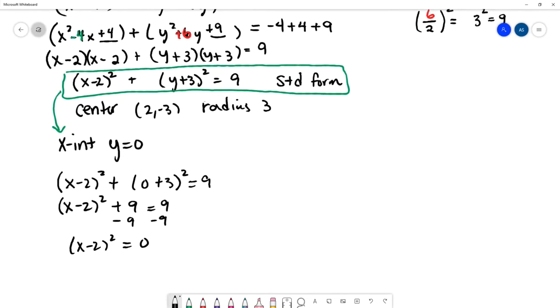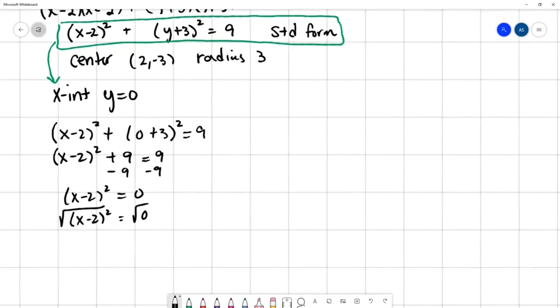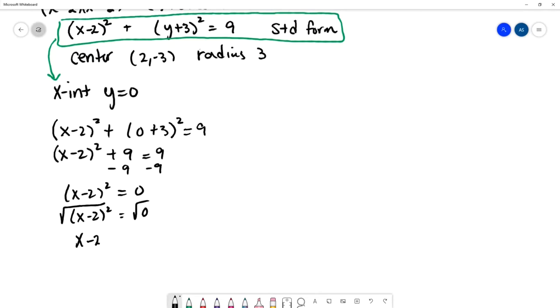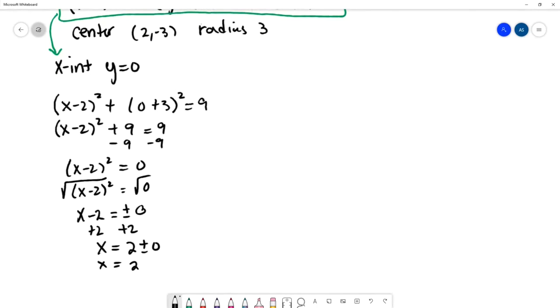I'm going to get rid of that square by square rooting. The square and the square root cancel each other out, leaving you with x minus 2. We gain a plus or minus symbol on the other side. The square root of 0 is 0. I'm going to add 2 to both sides, and we get x equals 2 plus or minus 0, and that's really just the number 2. 2 plus 0 is 2, 2 minus 0 is 2. So we just have one x-intercept, and that's (2, 0).